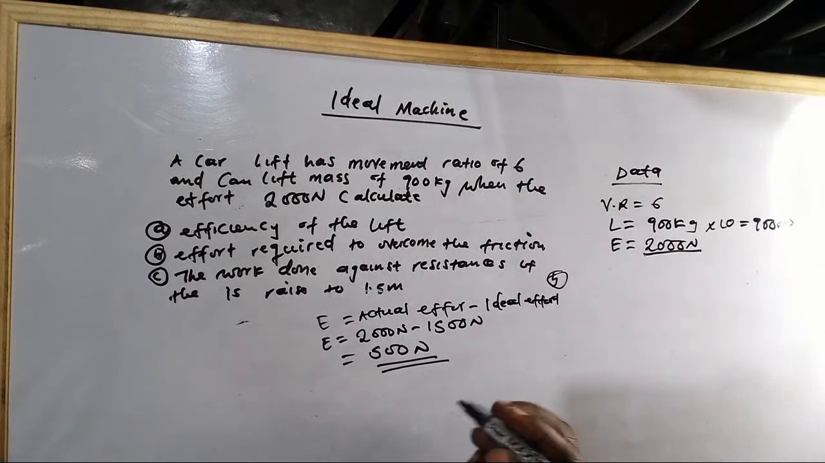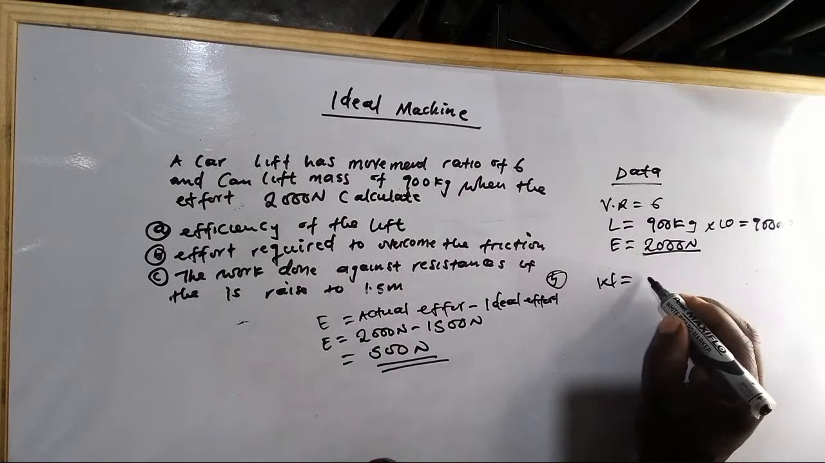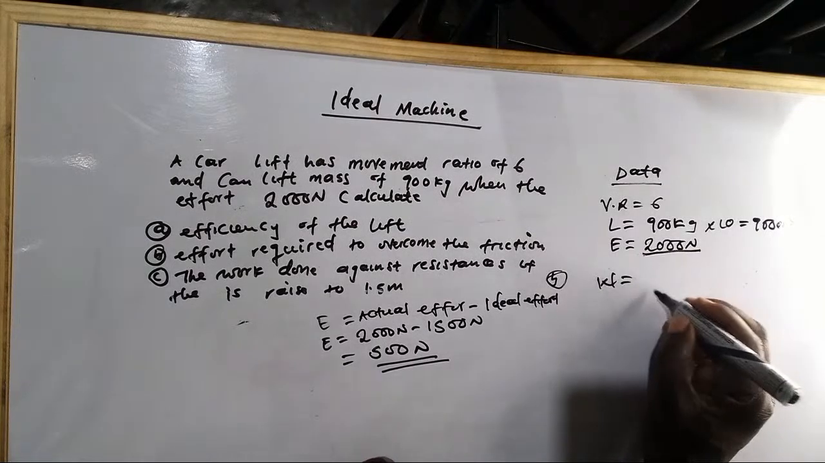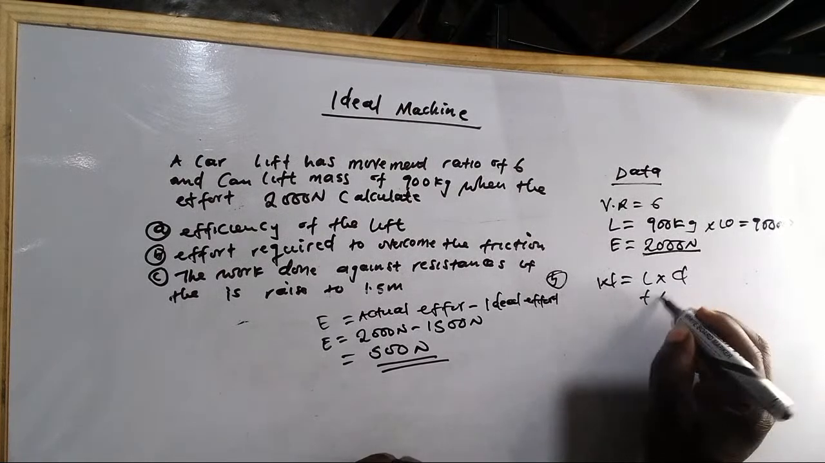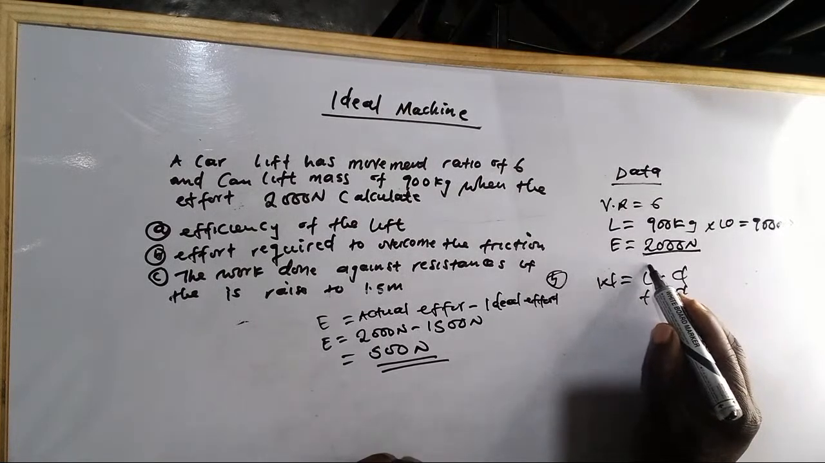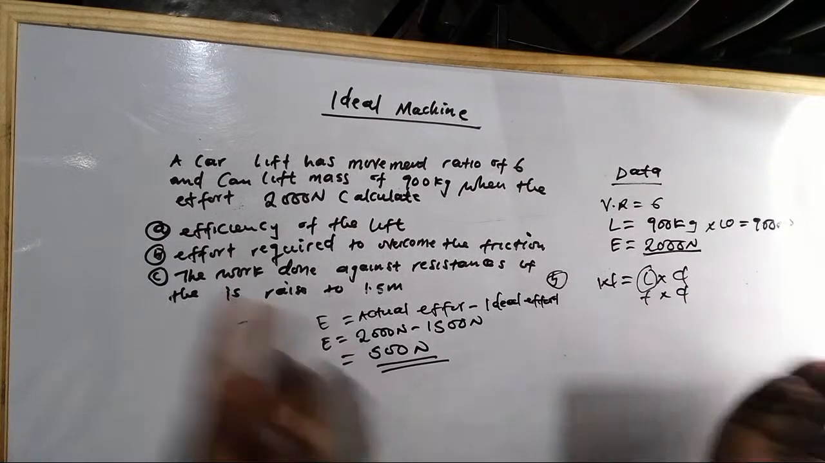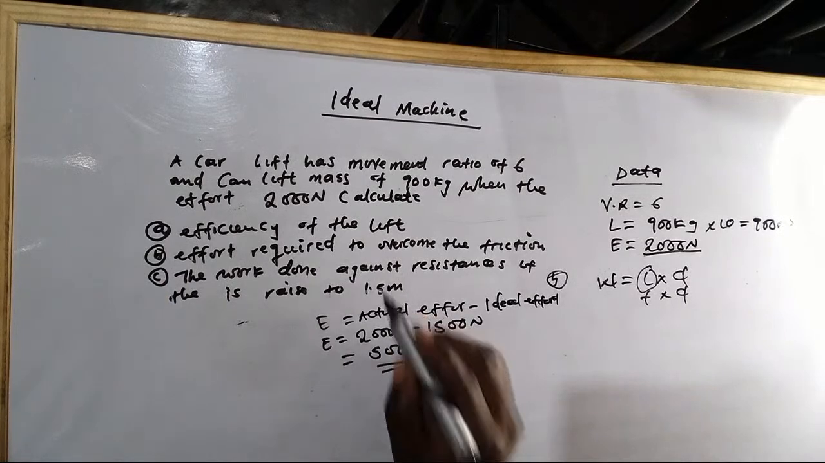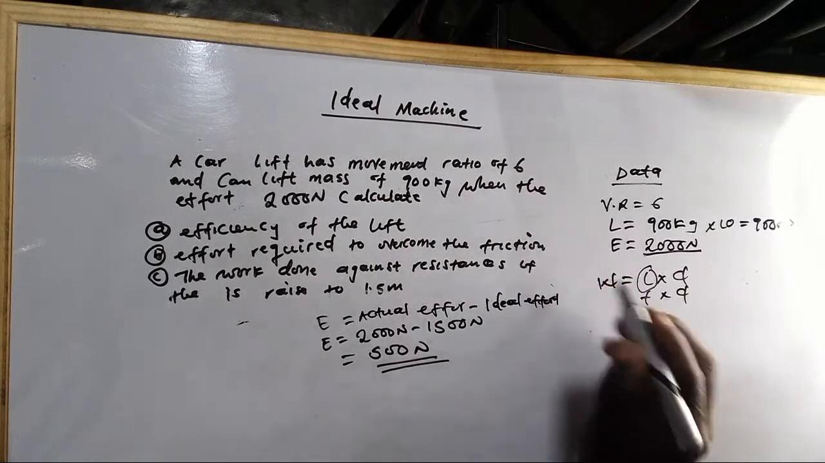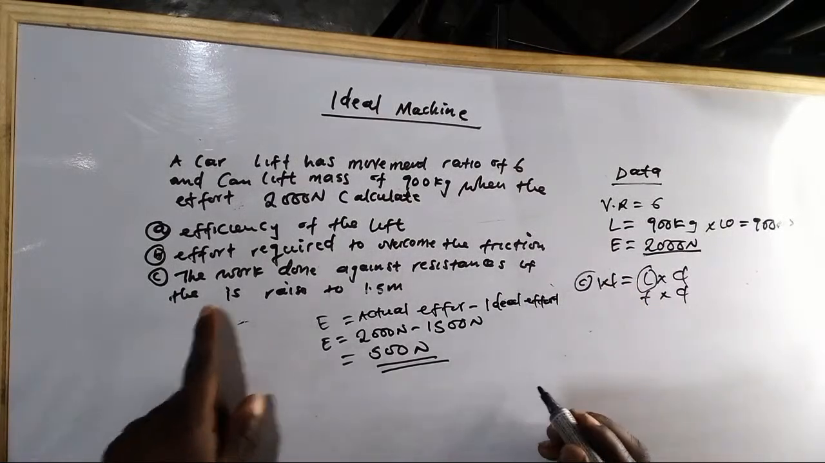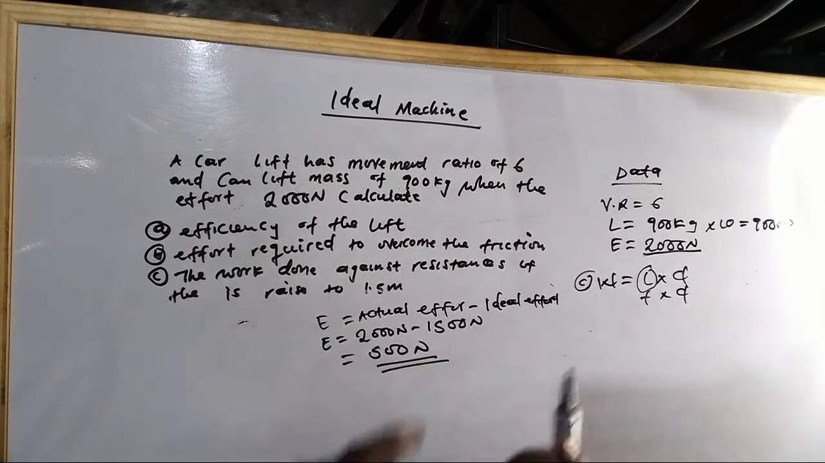So we all know that work done is equal to load times the distance, or force times the distance. The load is represented by force, then the distance we have. For C, we are finding the work done against resistance if there is a raise of 1.5 meters.